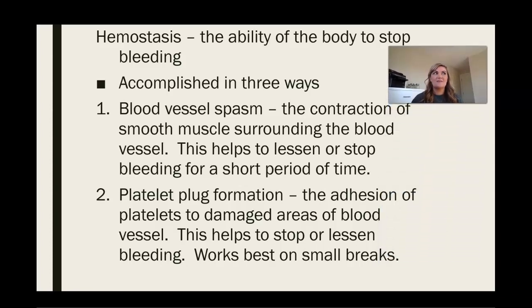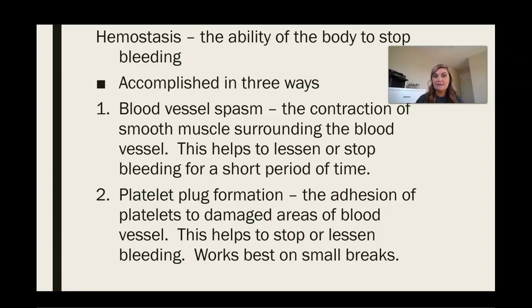Hemostasis is going to be the ability for the body to stop bleeding, and it's going to be accomplished in 3 ways. First thing you're going to have is what's referred to as a blood vessel spasm. This is going to be the contraction of the smooth muscle that's surrounding the blood vessel. It's going to help to lessen or stop the bleeding for a short period of time.